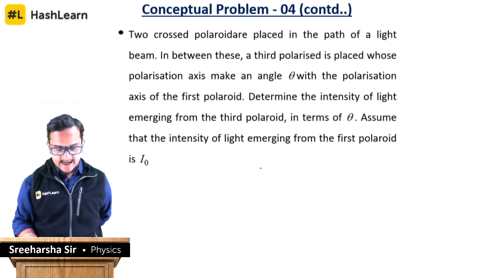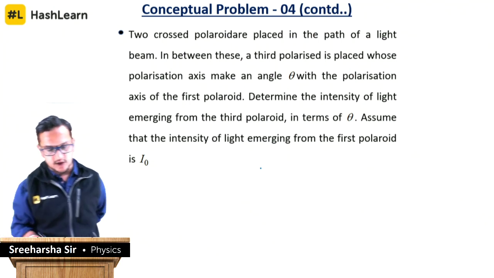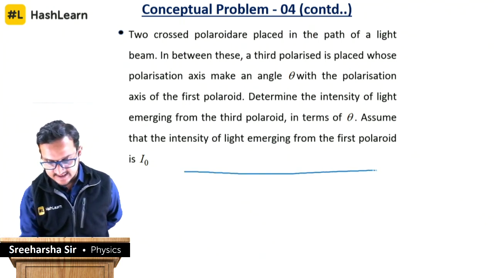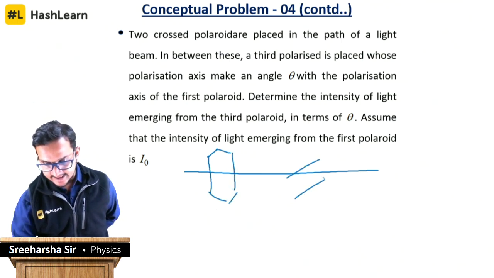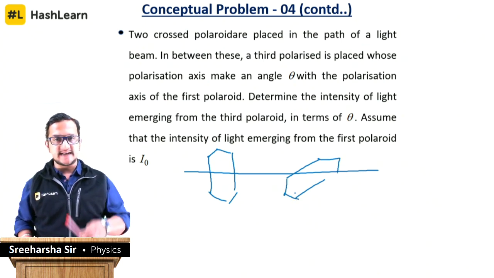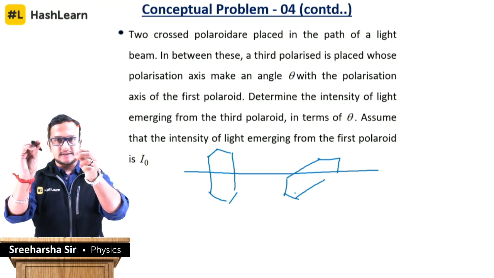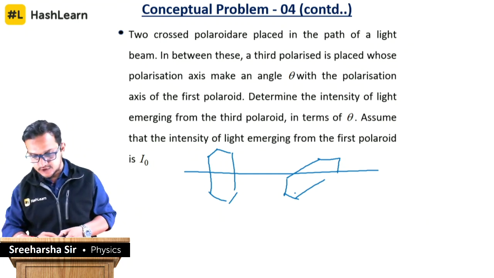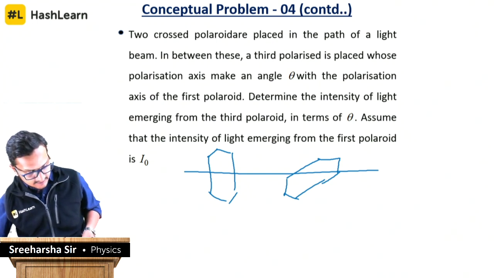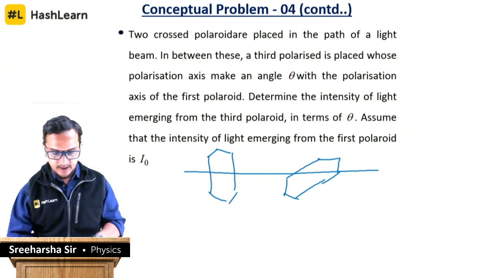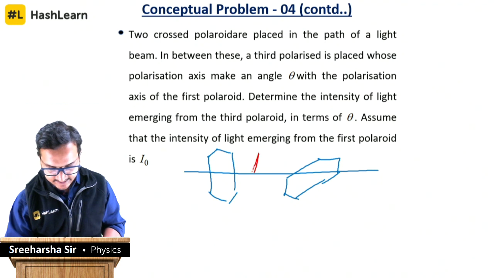So let us draw the diagram first. I hope you will have a clear picture on that. So now this is my reference axis. The first polarizer is something like this. The second polarizer is exactly something like this. So which means if the first polarizer is like this, the second polarizer is at 90 degrees. In between these two, there is one more polarizer which is making an angle of theta. So let us say this is something like this.